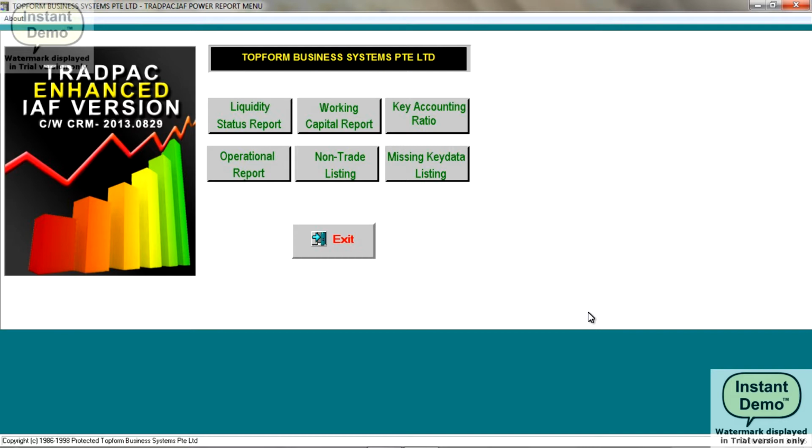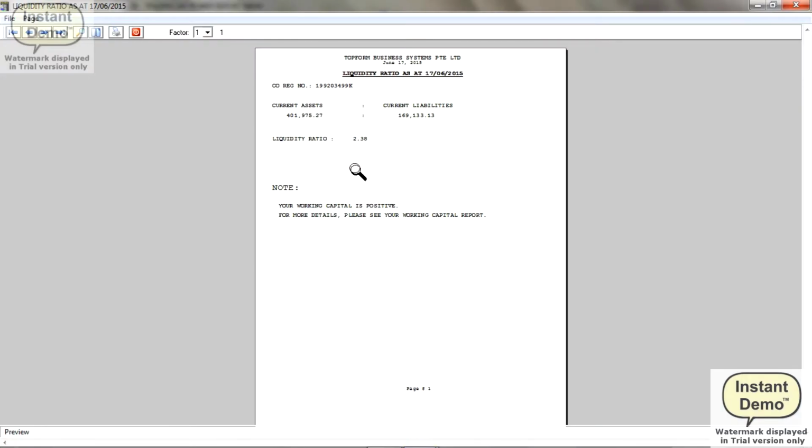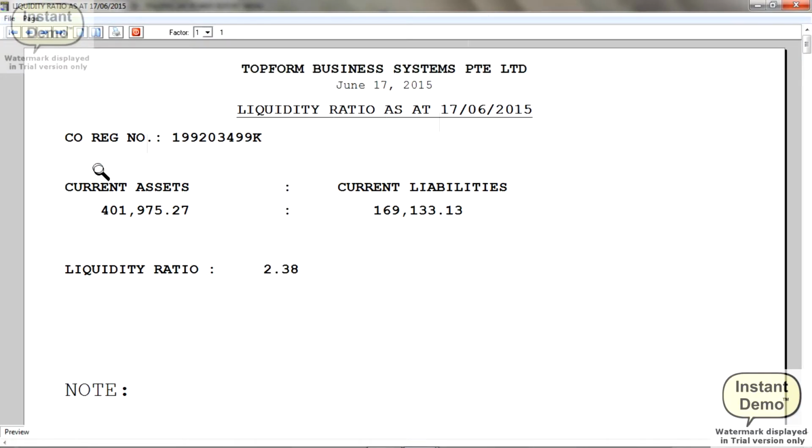CAR stands for Key Accounting Ratio Report. Let's take a quick peek at the Liquidity Status Report. What do you see? Well, probably three numbers that say current assets, current liabilities, and liquidity ratio. Do you make sense of this? Do you know what is liquidity ratio? And do you know why it is important? If you don't, it is perfectly normal.